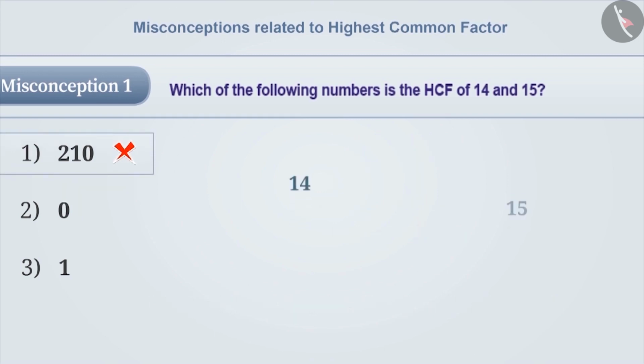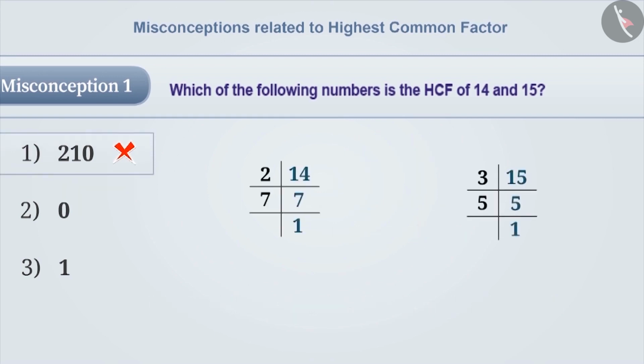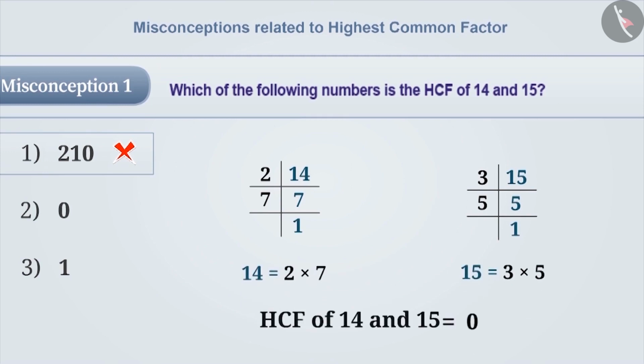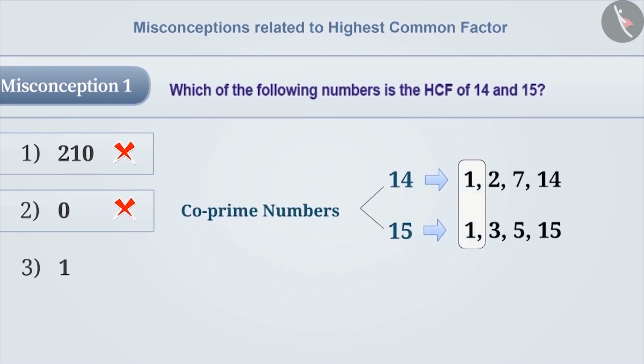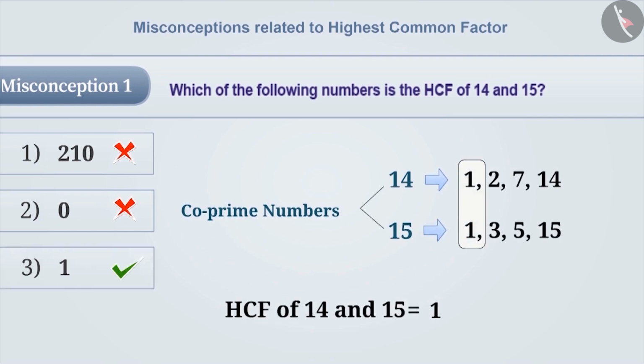In order to find out HCF, prime factorization of 14 and 15 is done. Since there is no common factor among the factors of these two numbers, 0 is considered as HCF. This is a misunderstanding. The correct understanding is that 14 and 15 are co-prime numbers. That means among the factors of these two numbers, 1 is the only common factor. Therefore, HCF of 14 and 15 is 1. So, option 3 is the correct answer.